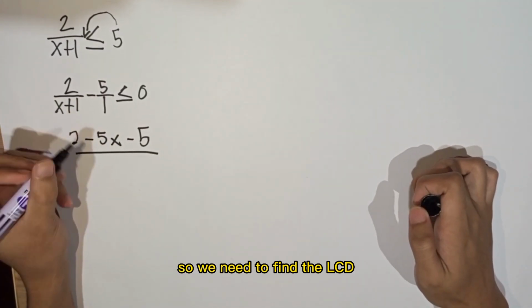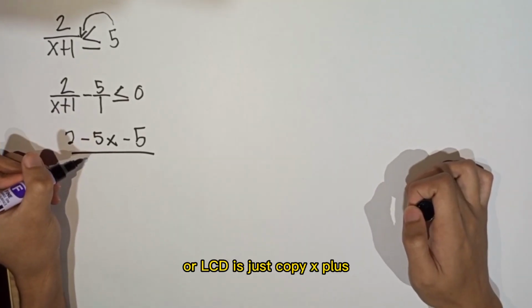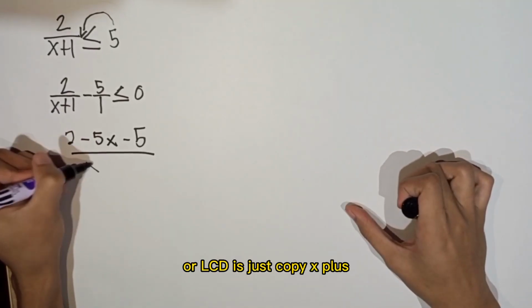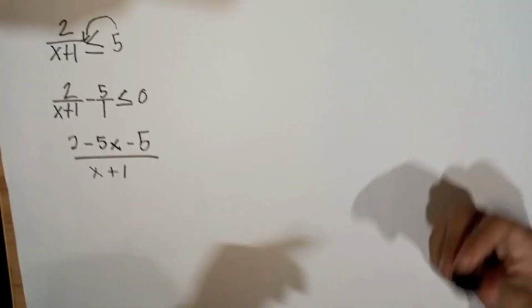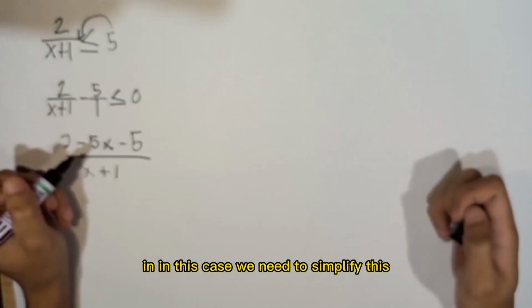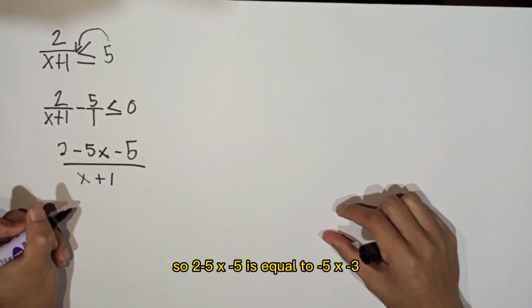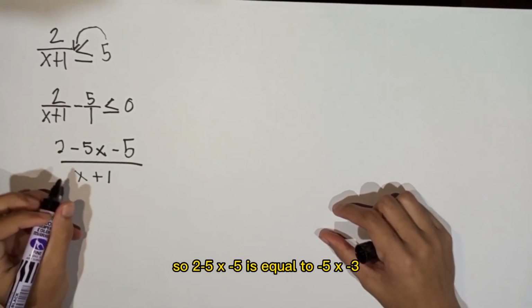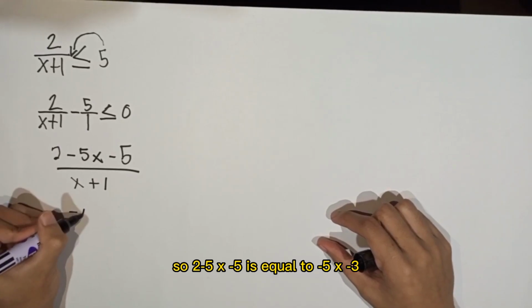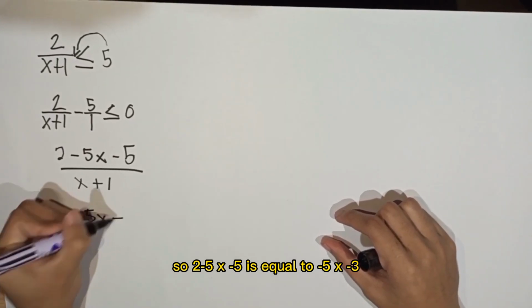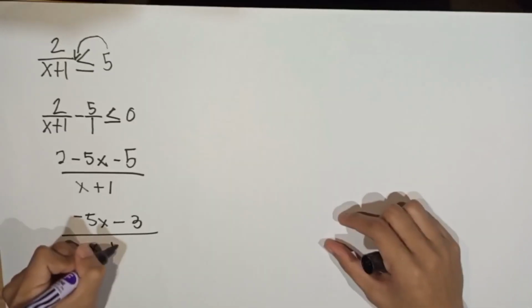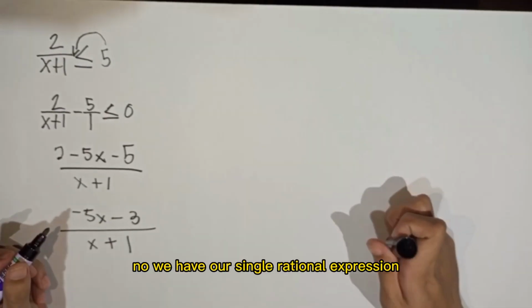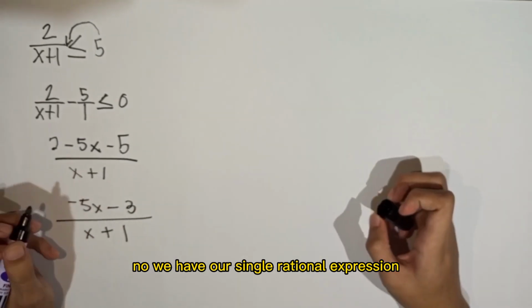So, we need to find the LCD. Our LCD is just copy x plus 1. In this case, we need to simplify this. So, 2 minus 5x minus 5 is equal to negative 5x minus 3. Then, copy our denominator. Now, we have our single rational expression.